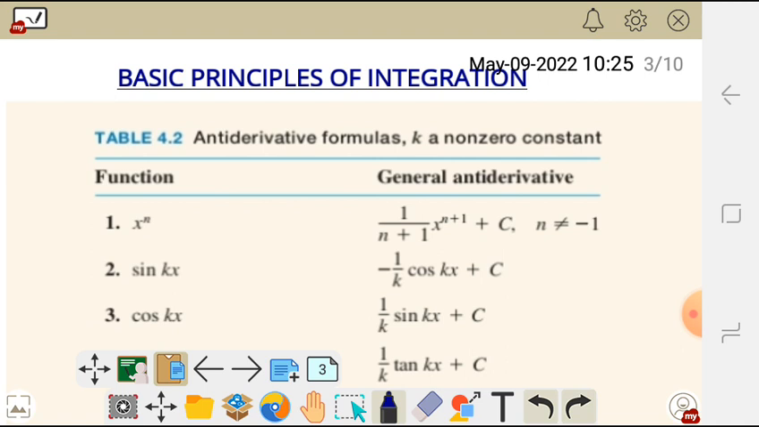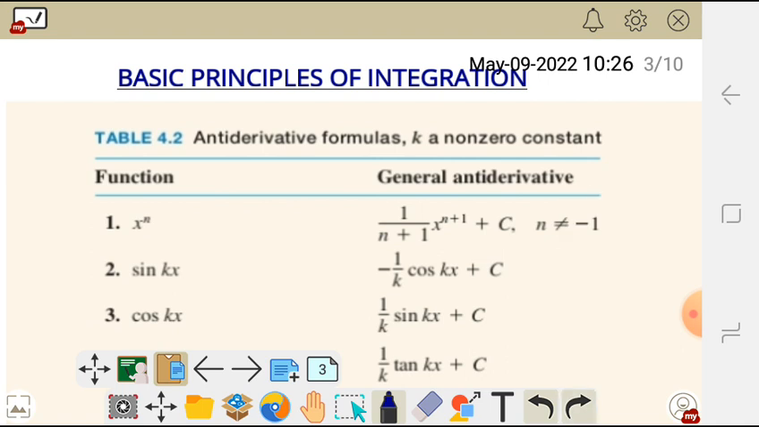The first principle says, if you have a variable x raised to the power n, then its general antiderivative will be that power plus 1, then divide that variable by the sum of the power plus 1, then add the c to that function. So remember, n must not be equal to -1.